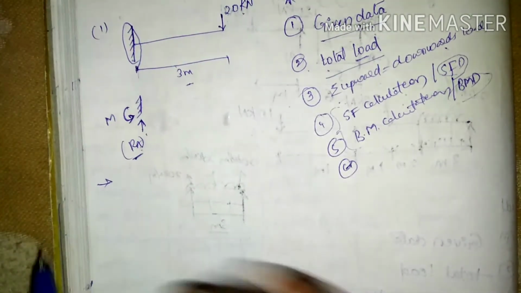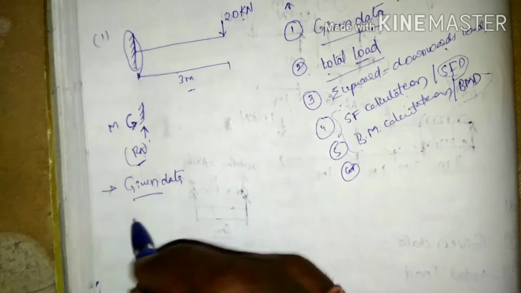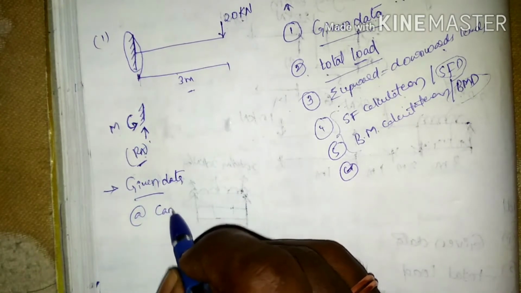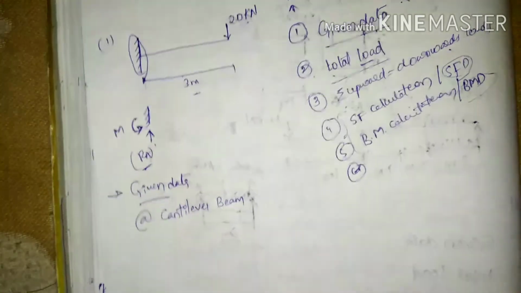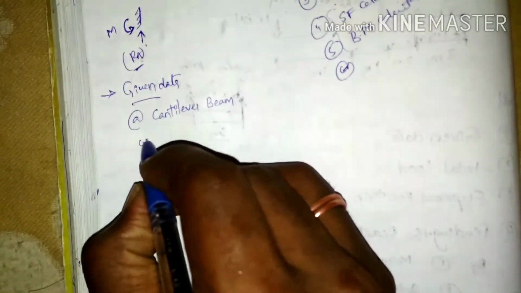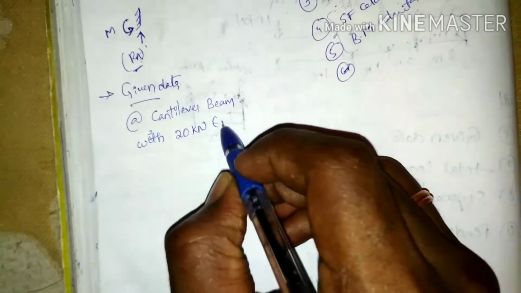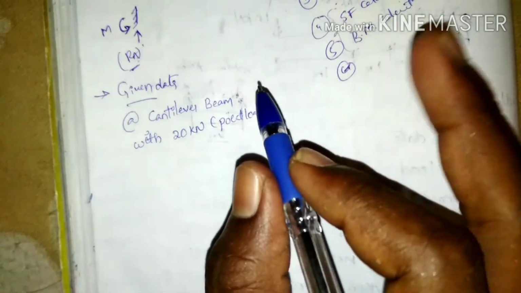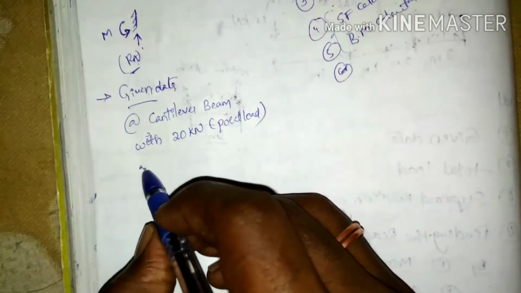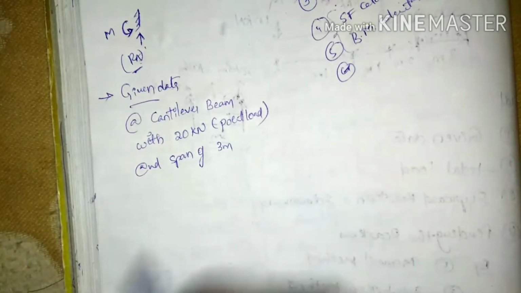Given data. First, given data. What is given? A cantilever beam with 20 kilonewton point load. Point load can be called a concentrated load, and a span of 3 meters.